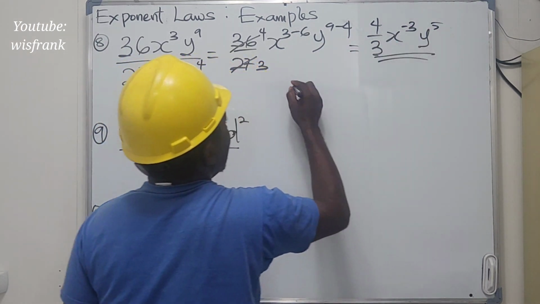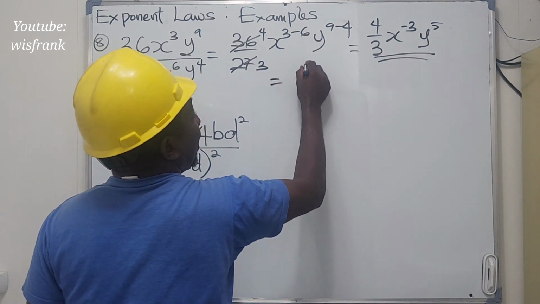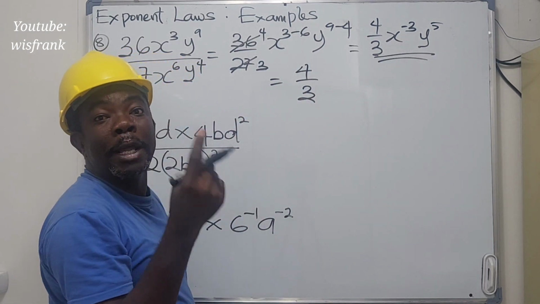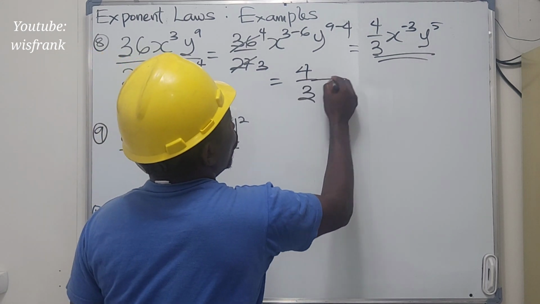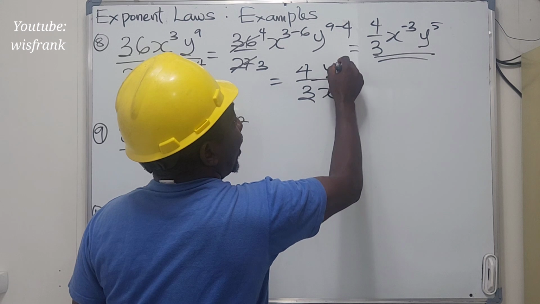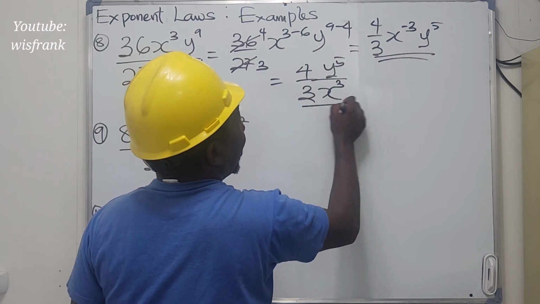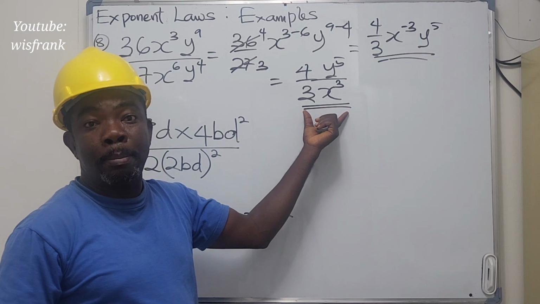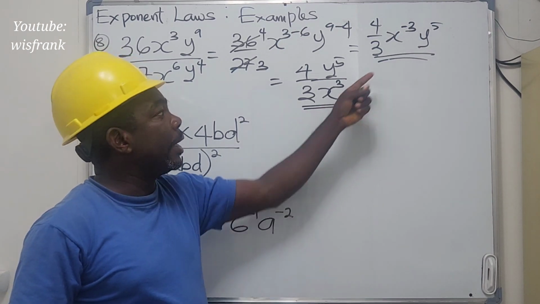This can also be written as 4 all over 3 because we have x to the power of minus 3. So this x will come down. We'll have x here to the power of 3. Then here we have y to the power of 5. So we can write this as this. So either this or this, but I prefer this. This is more simplified than this.